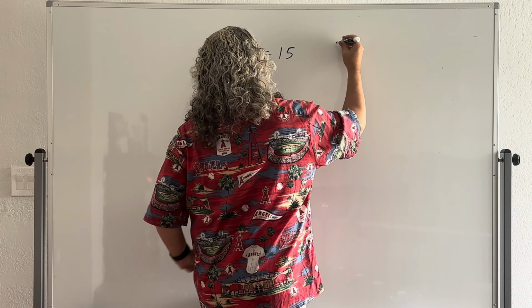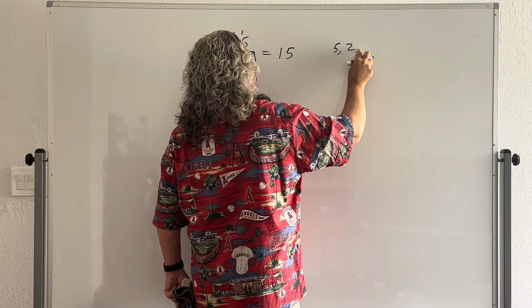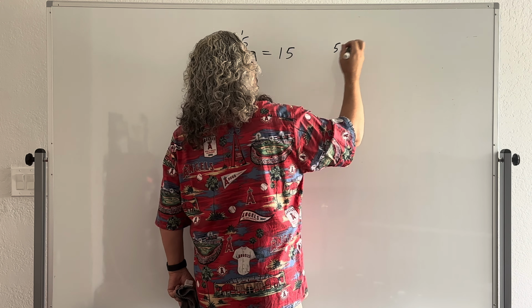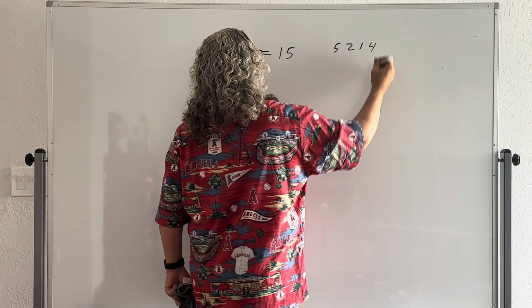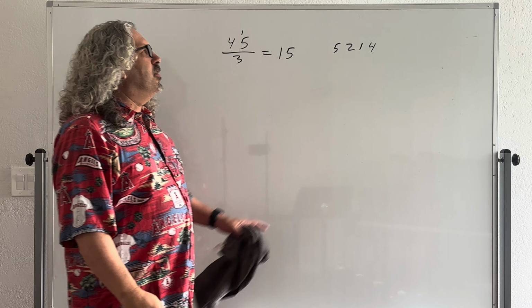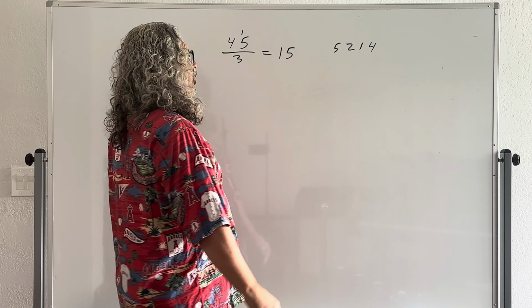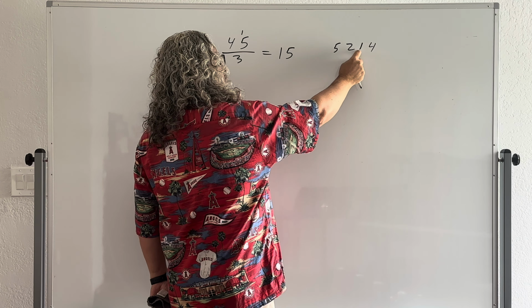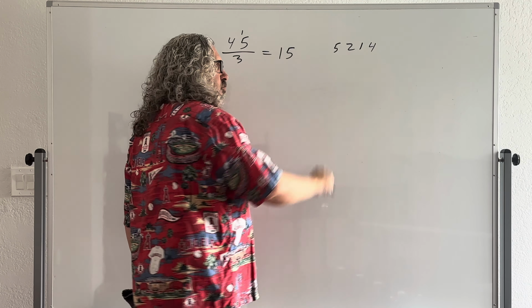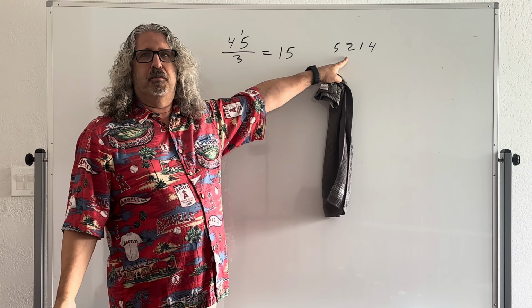Let's go 5,214. Oops. We don't need the commas. Okay? So, I know that I can divide by 2 because it ends in an even number. But let's go ahead and try to see if 3 will work. 5 plus 2 is 7. 7 plus 1 is 8. 8 plus 4 is 12. Will 3 go into 12? Yes. So I know 3 will go into this number.